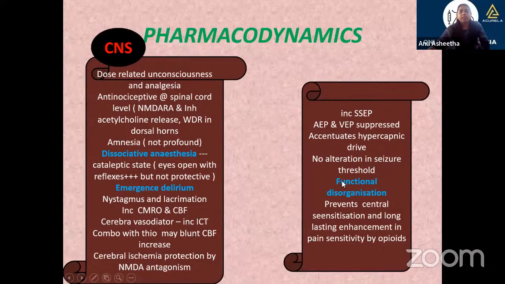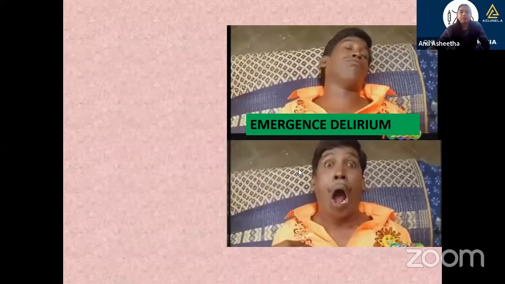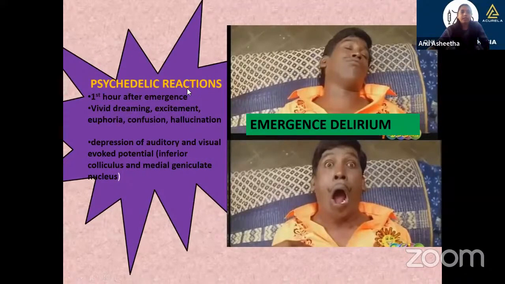Functional disorganization means there are no anatomical changes in the brain, but there will be some involuntary movements or excitatory symptoms. This is called functional disorganization, which is mainly seen after ketamine anesthesia. It prevents central sensitization and long-lasting enhancement in pain sensitivity after opioids. So emergence delirium is a very unwanted feature of ketamine. The psychedelic reactions usually occur within 1 hour after emergence. It includes dreaming, excitement, euphoria, hallucinations, confusion. This is mainly due to the depression of the auditory and visual evoked potentials, mainly at the inferior colliculus and the medial geniculate nucleus.